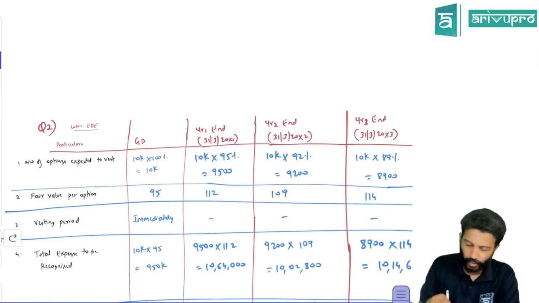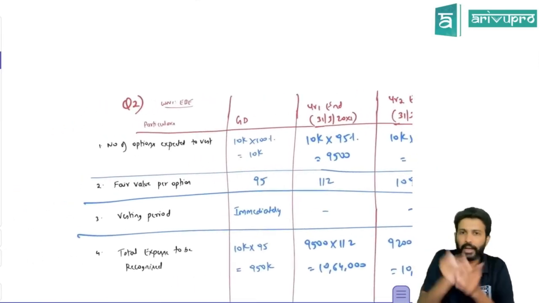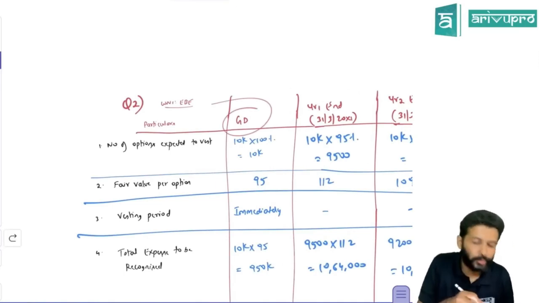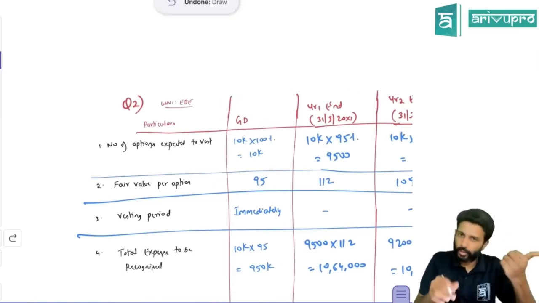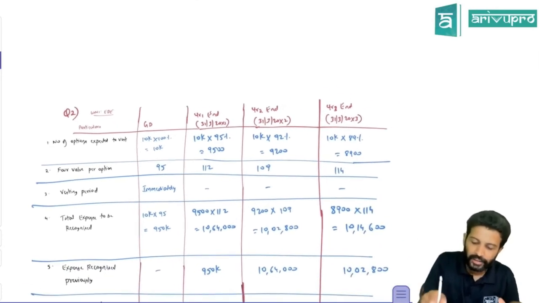No issues. Okay. Now let's come back to this. Since the options vest immediately, the company has an obligation on the grant date itself. So you have to start doing the accounting from the grant date. In the first column you'll have the grant date, then year 1 ending date, year 2 ending date, and year 3 ending date. That's what I've written here.